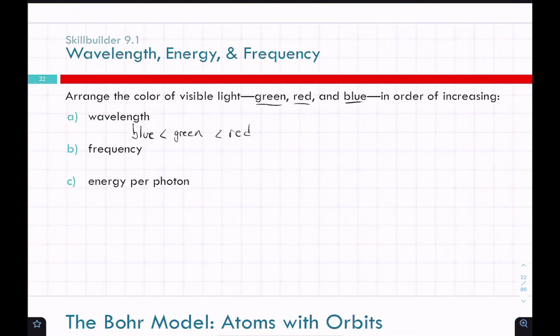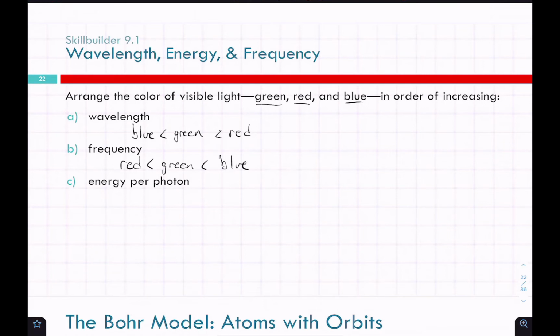Yes. Because red has the lowest frequency, because it has the longest wavelength. So that means that there are fewer waves passing any given point per unit time. What would be after red? It's green. And then blue.